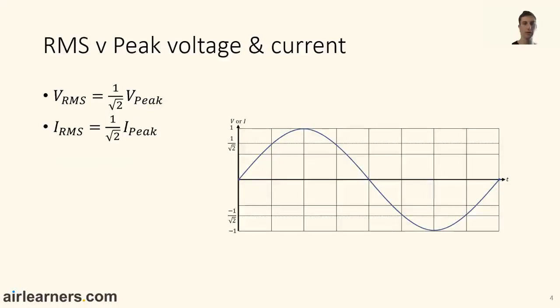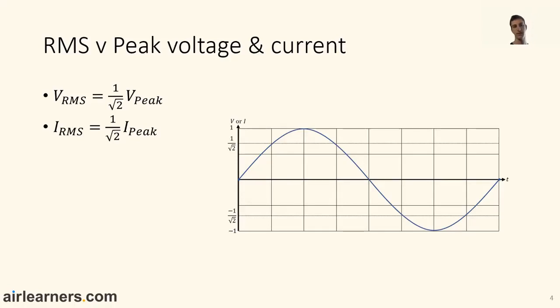So what is RMS and peak voltage and current? These two formulas here show that there's a relationship to do with root 2. The reason that it's to do with the square root of 2 is a little bit complicated for this course specifically. But in a sense, it's just pretty much the average value of a sine wave.